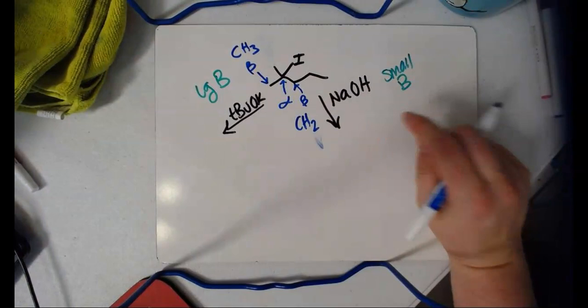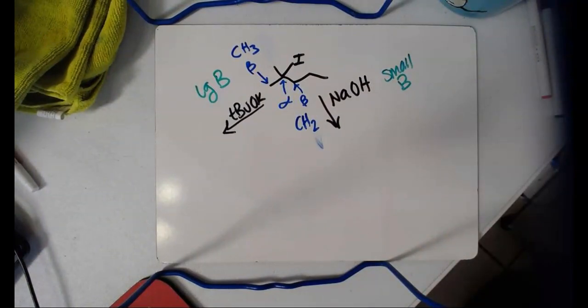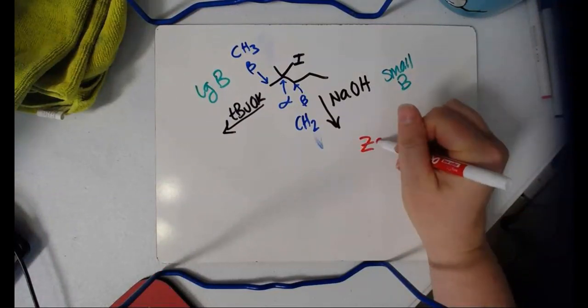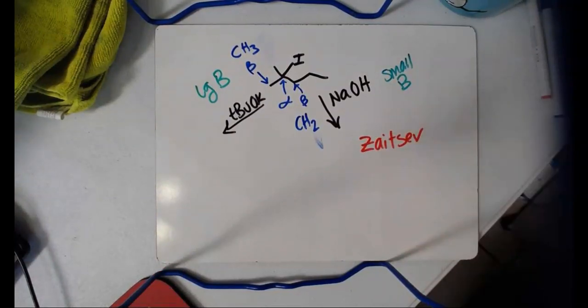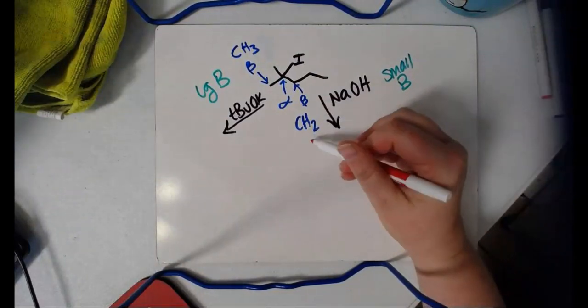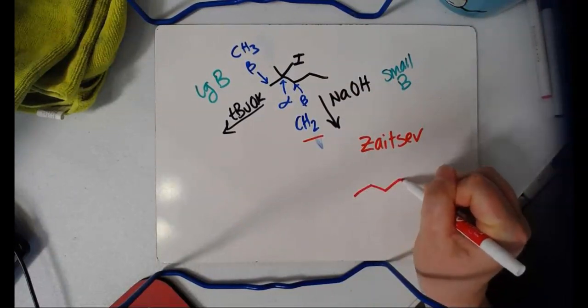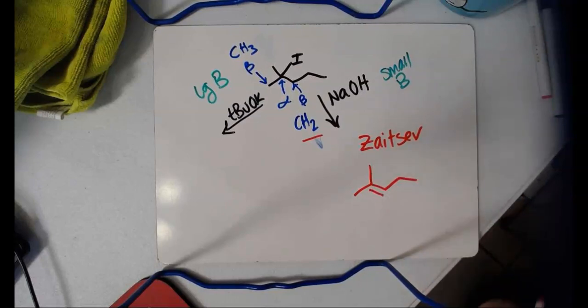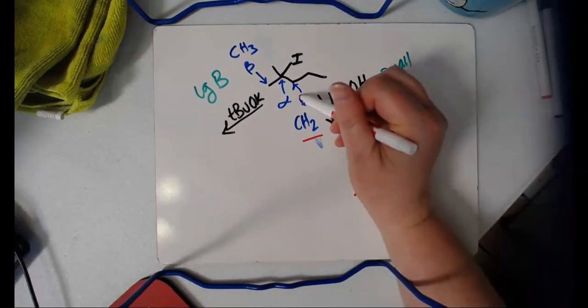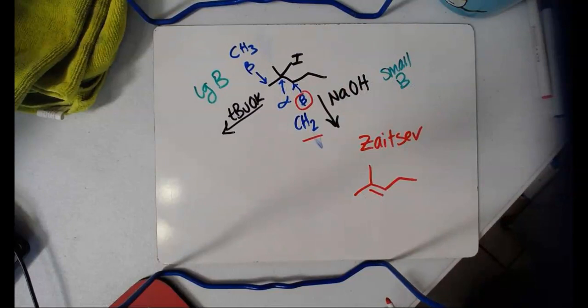Because on this side we're using a small base, our major product is going to be our Zaitsev product. Our Zaitsev product tells us that we should remove a hydrogen from the carbon with fewer hydrogens. So my product will look like this. I removed a hydrogen from this carbon, I removed my leaving group, and now I have a new double bond between the alpha and the beta carbons.